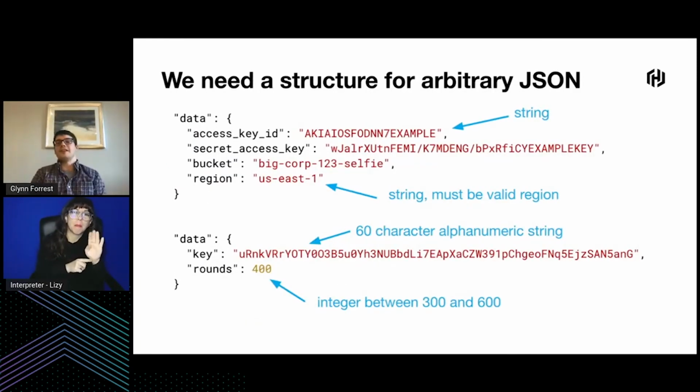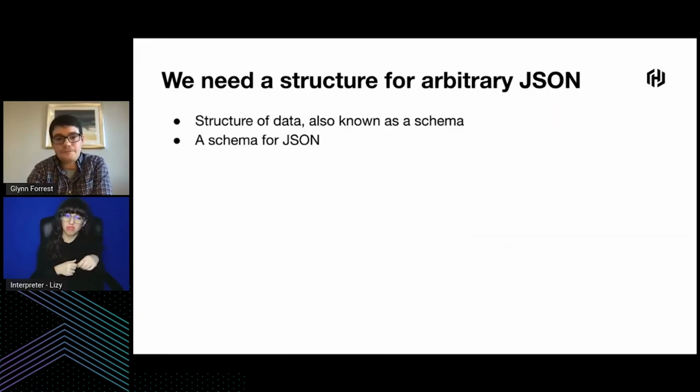So what I'm really trying to say is we need a structure for just arbitrary JSON data. Amazon keys at the top, they all need to be strings. And we could go further. We could say that the region must be a valid region. Or below this kind of fictional encryption key we have here, we could say that, well, it has to be a string, but also alphanumeric and 60 characters. We could say that the rounds key has to be an integer in a certain range.